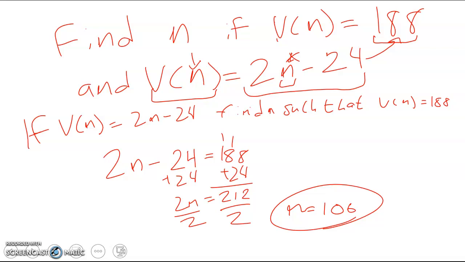If it basically says something like this, where v of n is equal to a number, and it gives us what the v of n equation is, it basically wants us to set that number equal to the equation and then solve for n.